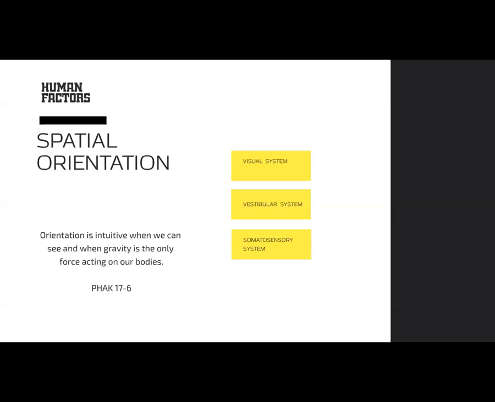There's lots of different situations where therefore we can lose the ability to see and therefore use our visual system for orientation. And then we depend on our vestibular system and our somatosensory system in order to get some orientation. The trouble with that is those two systems, as I said shortly, are dependent really on gravity being the only working element in play. And clearly in an airplane, we can mess with gravity or mess also with the tilting of the vestibular system. So let's jump over to the Pilot's Handbook of Aeronautical Knowledge and take a look at these systems. So we're gonna go to chapter 17-6 and take a look there.